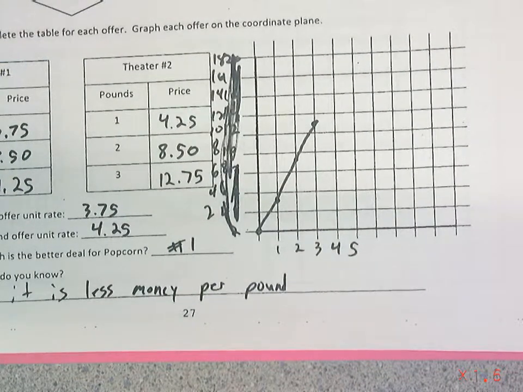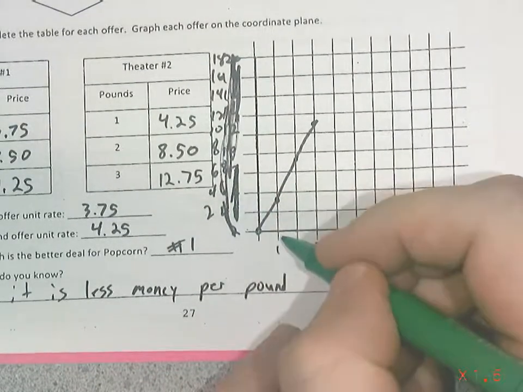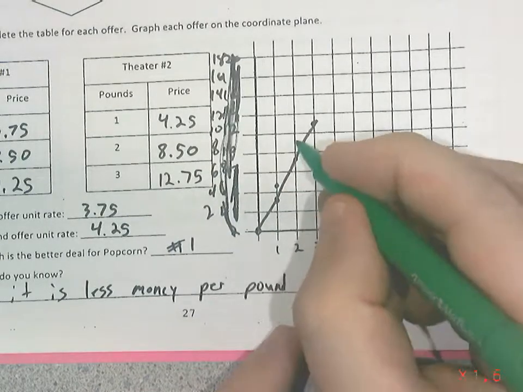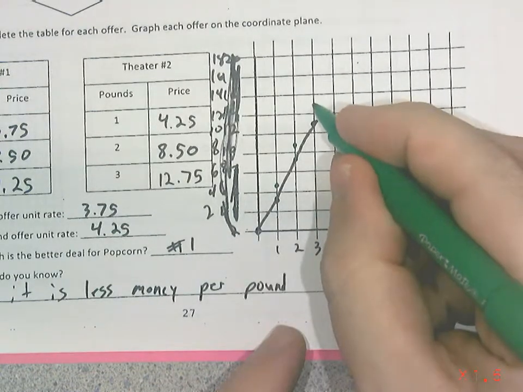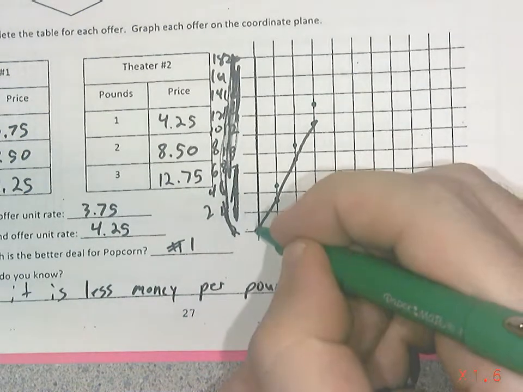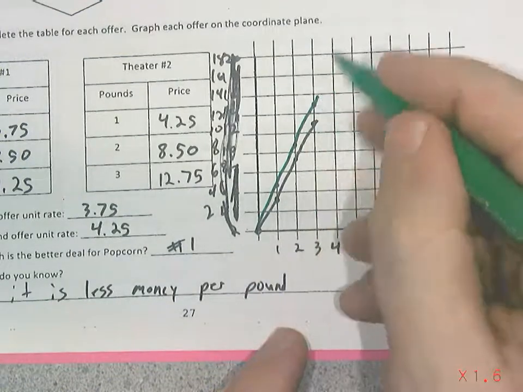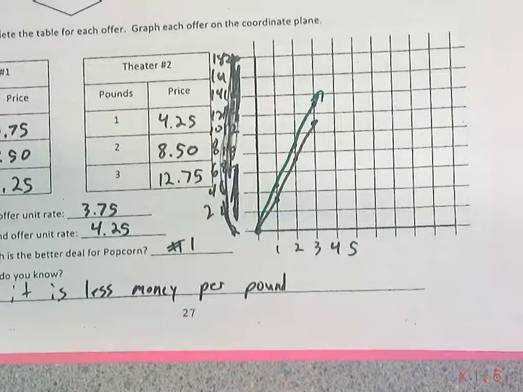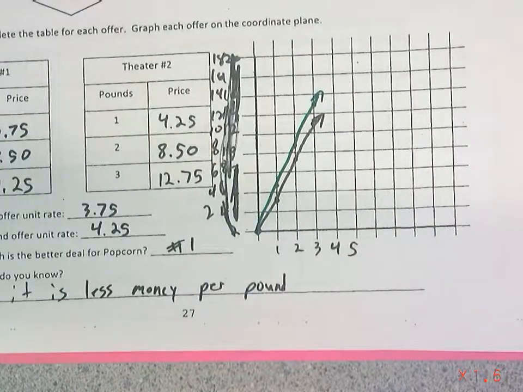Okay, then our second deal, again, starts at 0, 0, but at 1 pound, it's $4.25. 2 pounds, it's $8.50. 3 pounds, it is $12.75. So as we can see when we graph it, it is slightly more, and it's going up at a higher rate. So that one is obviously the more expensive deal. Okay, and that's basically all you're doing when you're comparing the tables to graphs there.